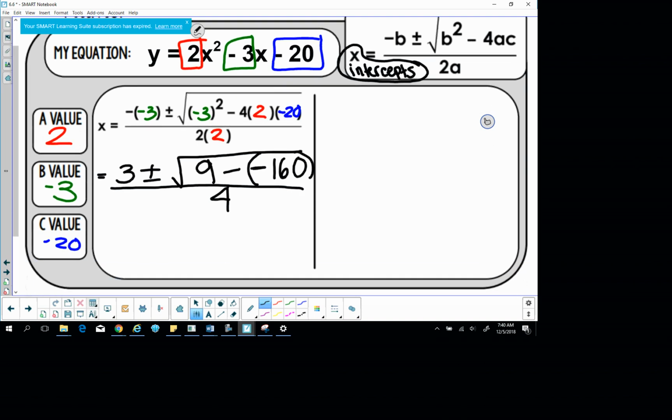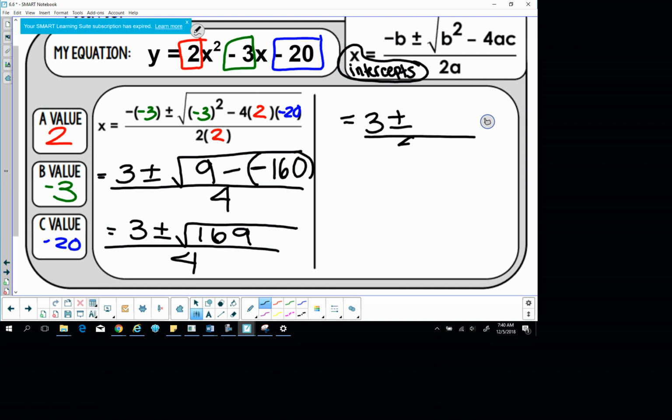Then I do it again. So I get 3 plus or minus, and what is 9 minus negative 160? It'll be positive. Yep, that's positive. 169, all over 4. Then we have 3 plus or minus, so I'm just simplifying it each time. What is the square root of 169? Put it in your calculator.